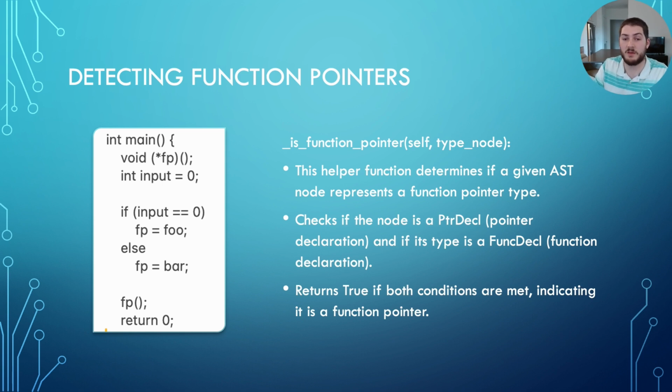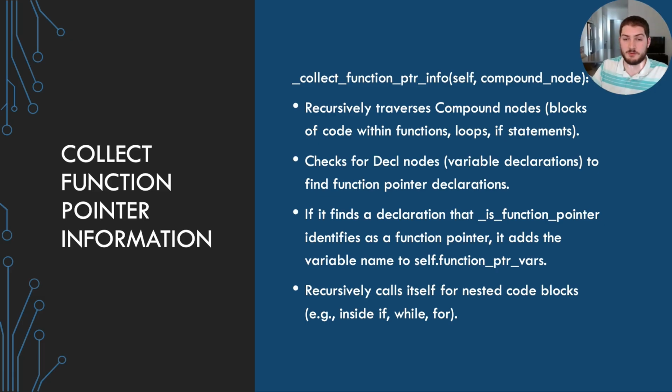In essence, isFunctionPointer acts as a precise filter, enabling our program to accurately pinpoint function pointers. The collectFunctionPointerInfo function plays a crucial role in our program's analysis of C code. It systematically locates and records function pointer declarations within the AST. It recursively traverses compound nodes within the AST. In the AST structure, compound nodes represent blocks of code. These blocks can appear in various contexts within C programs, such as within function definitions and loop bodies.